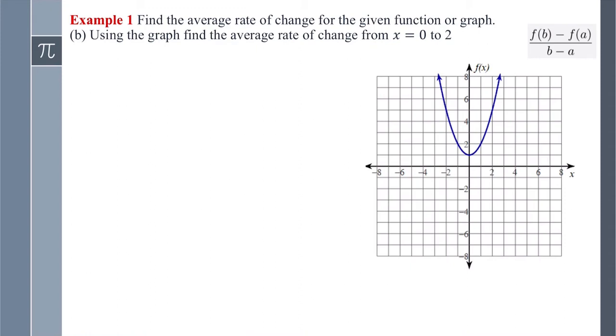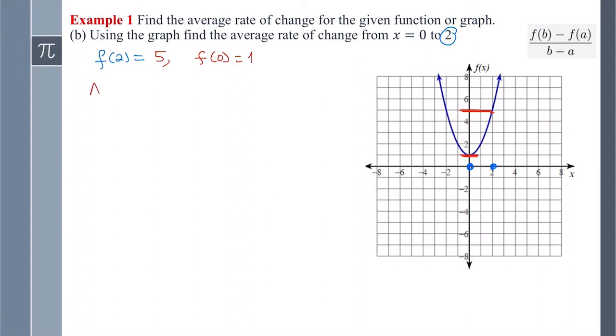We can also find the average rate of change from the graph. So in this question, we are asked to find the average rate of change for the given function on the graph from x equals 0 to x equals 2. So x equals 0 is right here, and x equals 2 is right here. What we need here is to find f of b, and b is 2 here. So f of 2 equals, when x is 2, the y value we can just find from the graph. The corresponding y value is 5. And then f of 0, the corresponding y value is 1.